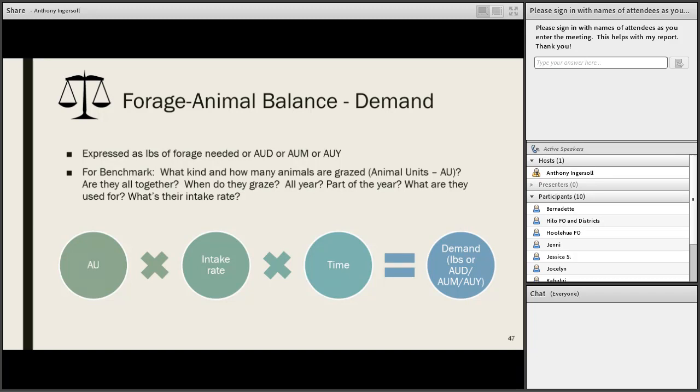Because that's going to affect what their intake rate might be. And then this is the calculation. We take the number of animal units multiplied by that intake rate and the time that we're trying to look at, which for us most of the time we're making sure that for the year we're pretty much balanced, but you can also look at it per month or day even. And that'll give you your demand in pounds or animal unit days or months or years, whatever term is comfortable for you.